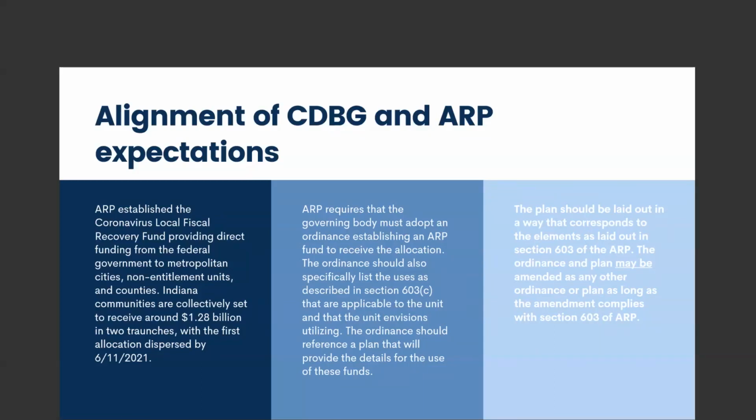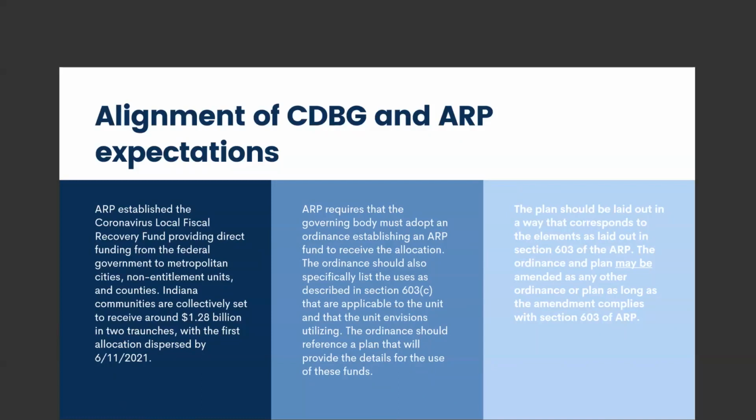That ordinance should also reference a plan which will provide the details for the use of these funds. The plan should be laid out in a way that corresponds to the elements as laid out in Section 603 of ARP, which are the points I just went over. And the ordinance and plan may be amended as any other ordinance or plan as long as the amendment complies with Section 603.